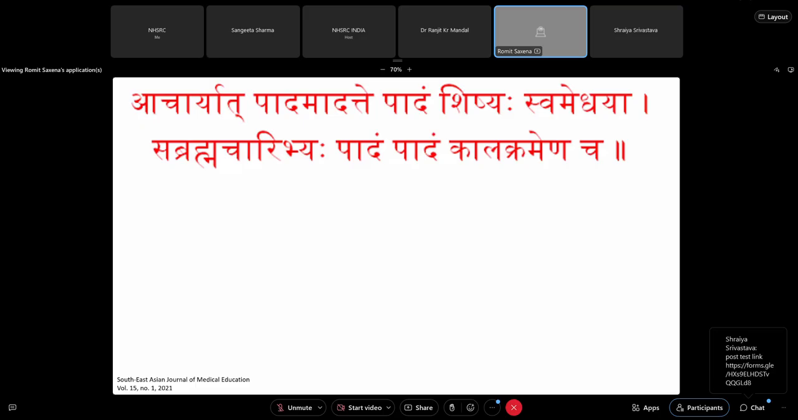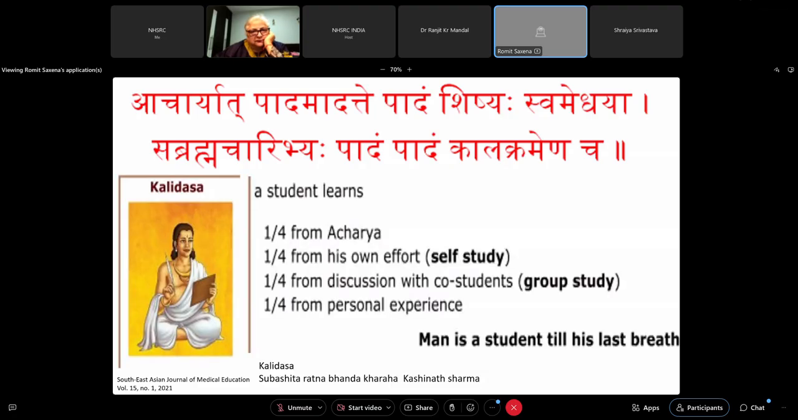There is a saying which Kalidas had said thousands of years ago, which still pertains even today: Acharyat Padmadate Padam, Shishva Samedhyam Sabrahmacharibhya Padam Padam Kalkramenacha. What this means is that what you have learned today from Acharyas, senior professors and teachers like Sangeeta madam, is only 25% of your knowledge. If you go back from this class with only this much, you have learned only one fourth. Believe me, after 2 weeks, you would have forgotten it.